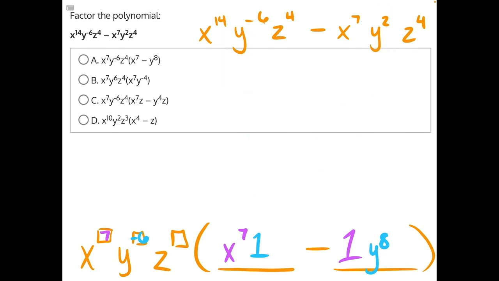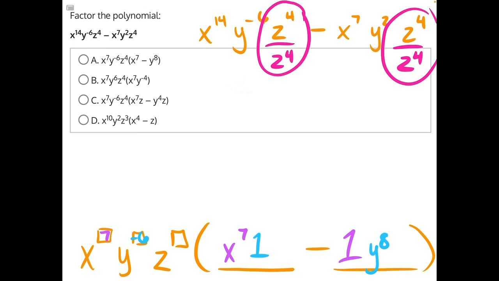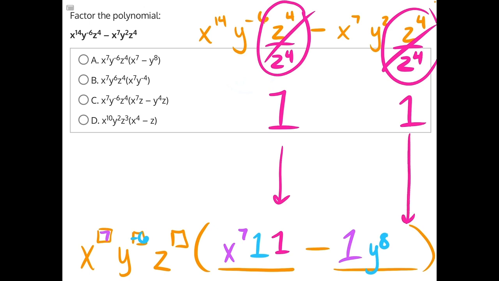Finally, the greatest common factor between z to the 4th and z to the 4th is just going to be z to the 4th. So when we divide both of these terms by z to the 4th, in both cases we have anything divided by itself as just 1. So we will put those 1s in their corresponding terms after we pulled out a z to the 4th.